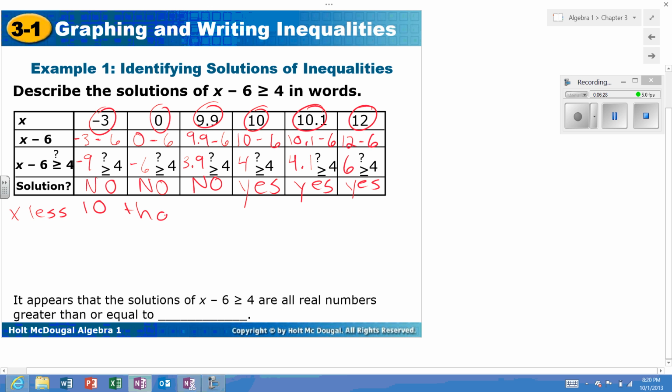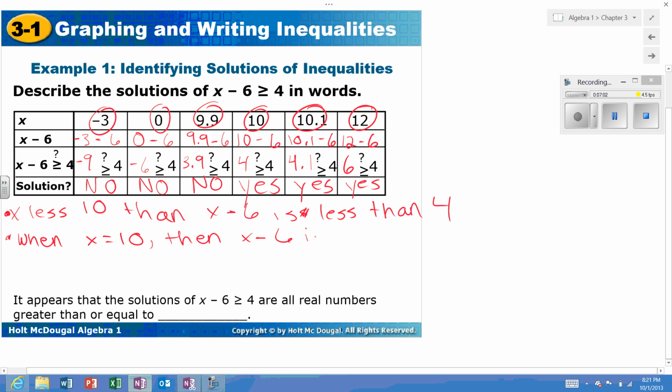then we know that x minus 6 is less than 4. So any number that we plugged in for x that was less than 10 made x minus 6 less than 4. So that didn't work out. When we plugged in x equals 10, so any number exactly at 10, then x minus 6 is equal to 4.